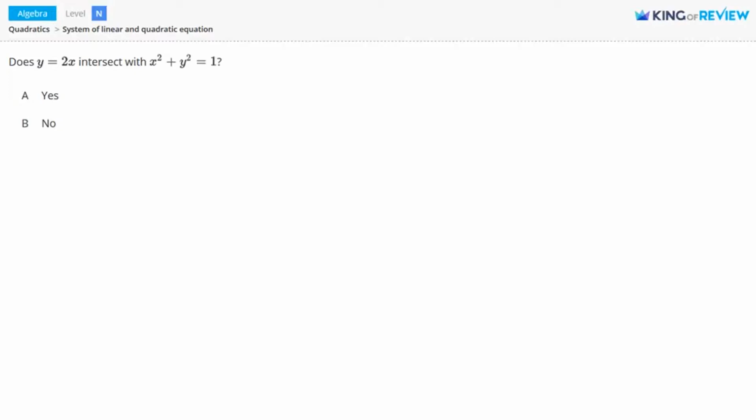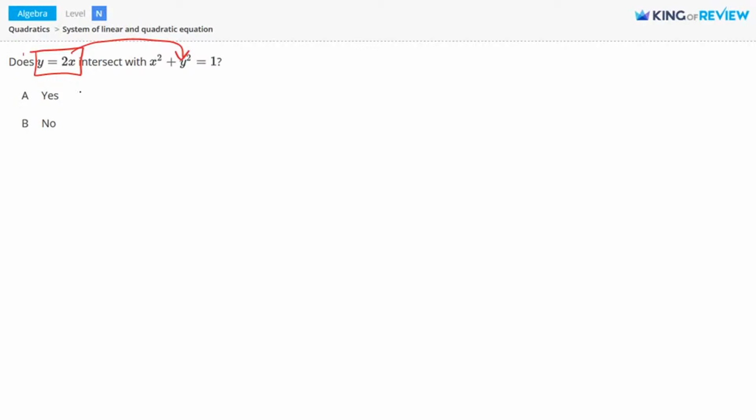Does y equals 2x intersect with x squared plus y squared equals 1? One method for solving this problem is to use substitution. So we have an equation here for y equals 2x, and what we can do is substitute the 2x into the second equation for y, right here. So what does this look like?